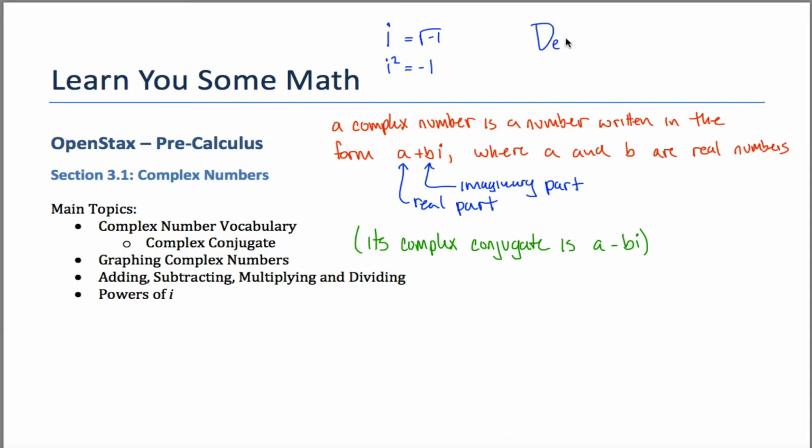Maybe I'll even write that. Definition of i are these right here.